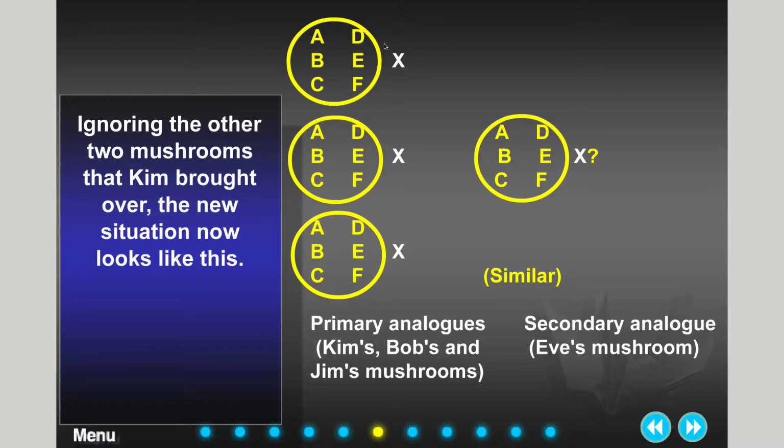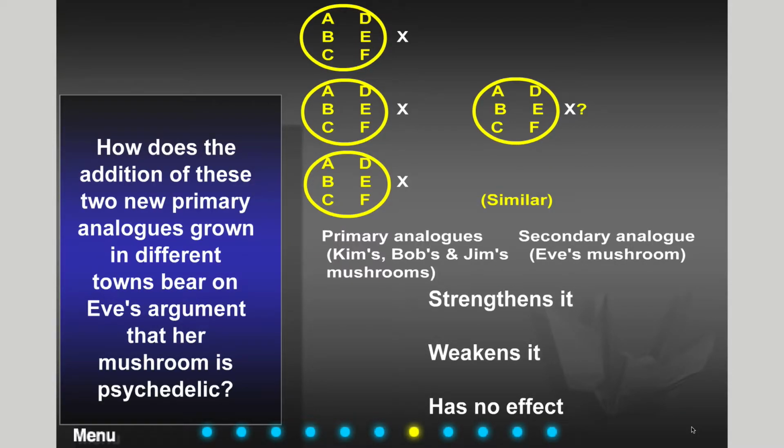And so these similarities are going to help. It's also about diversity. These are from 3 different places. And so we imagine the soil might be slightly different at this garden, from this garden, and yet they all produced that psychedelic effect. Okay, so this strengthens her argument, right?